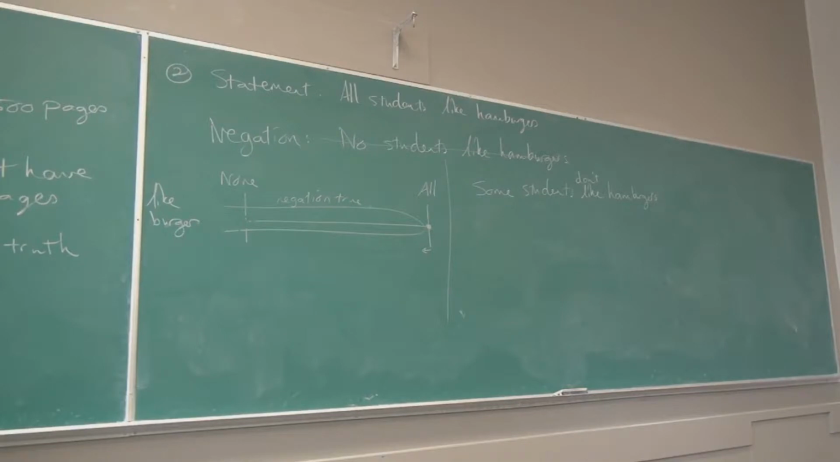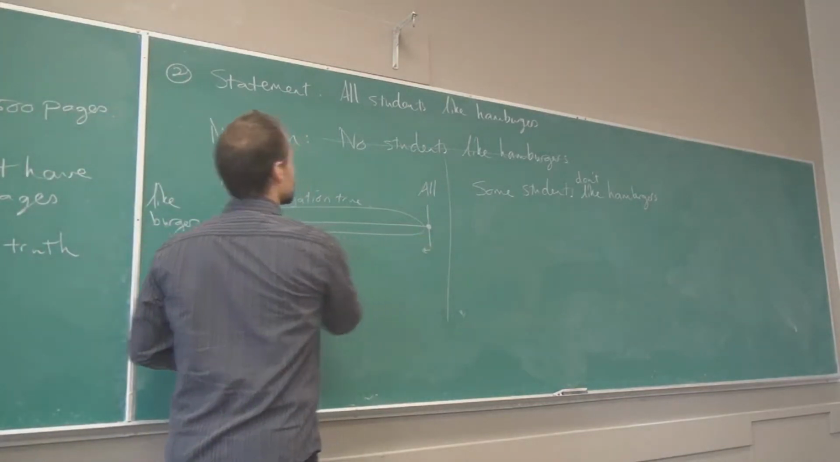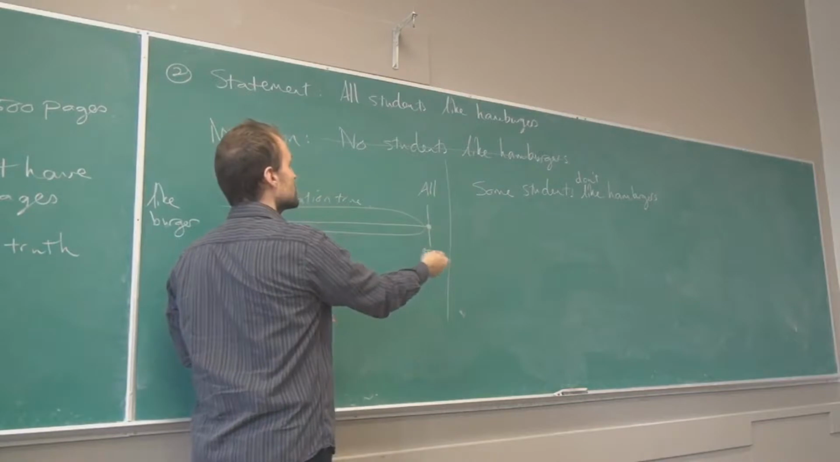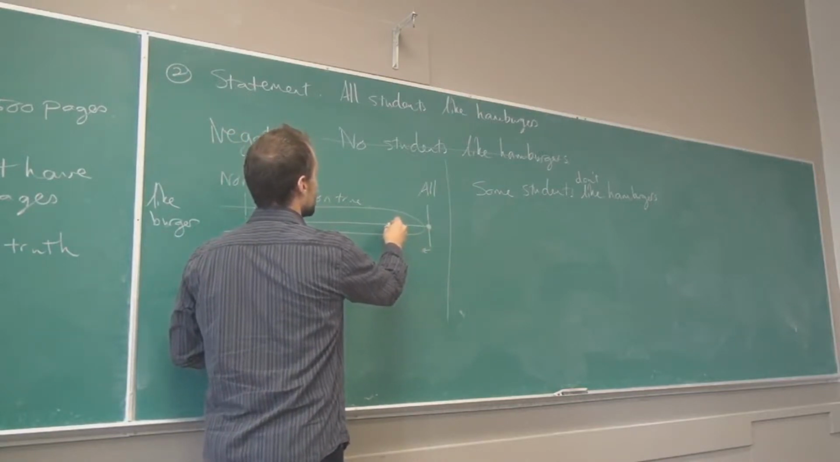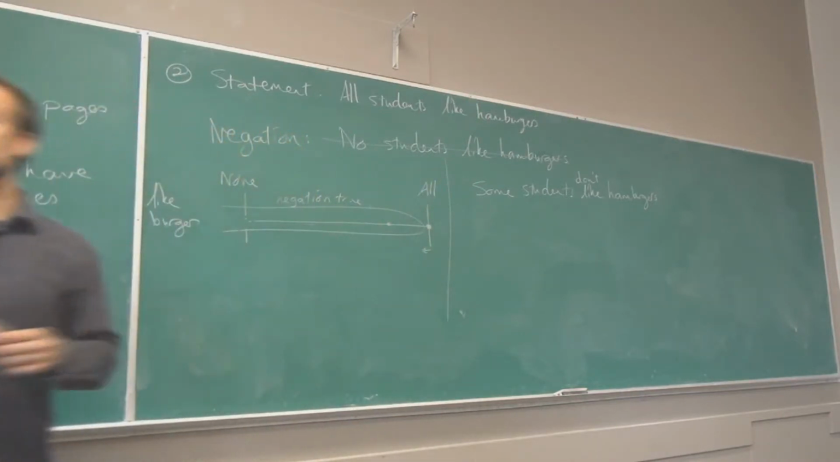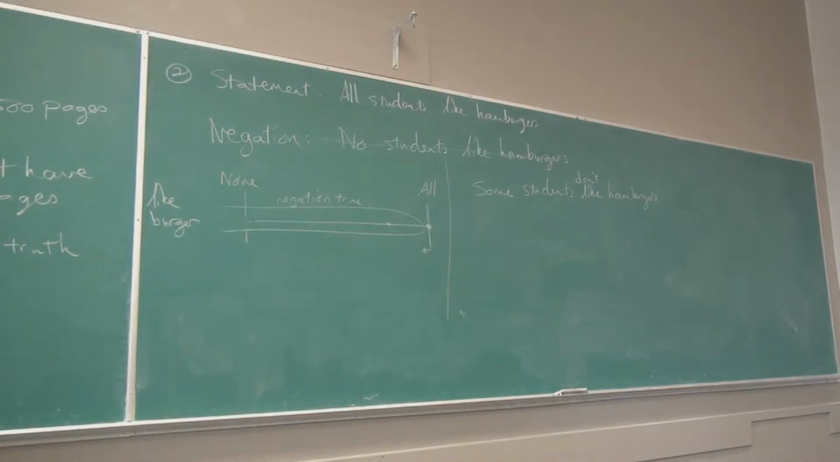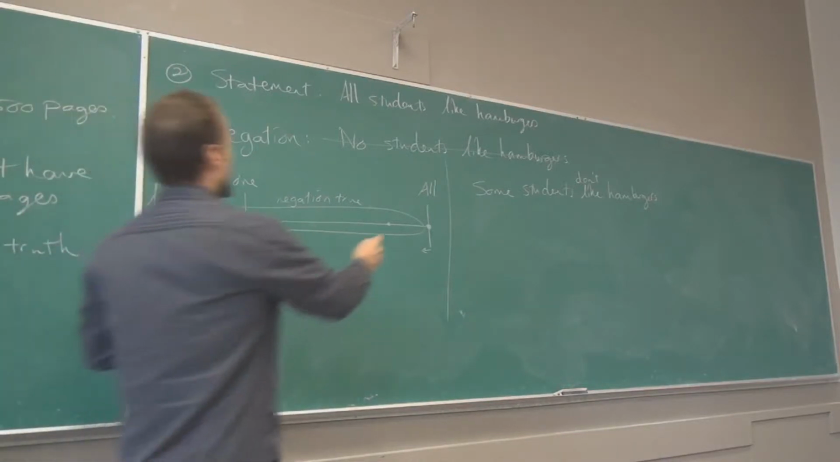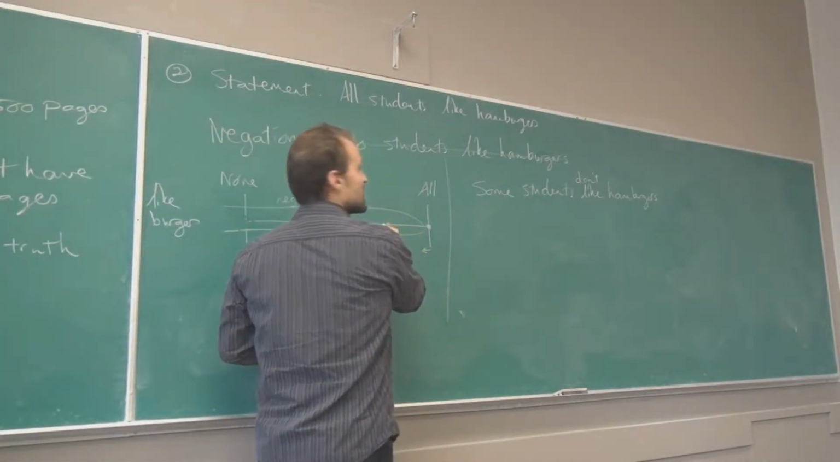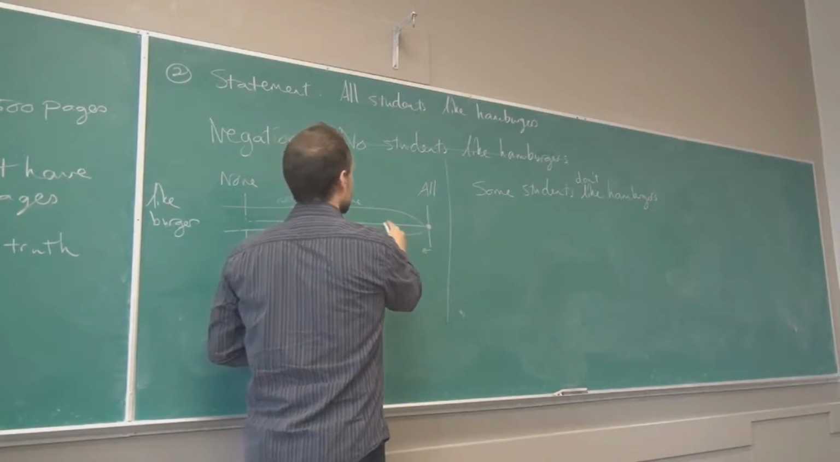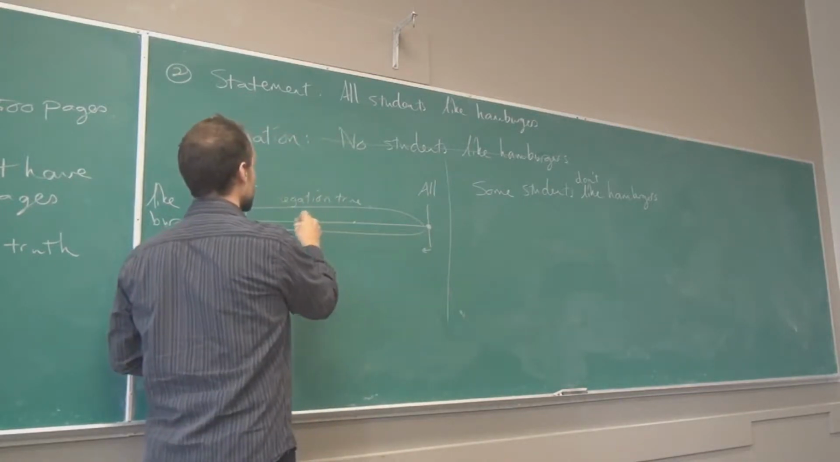It should, but I have to look at my attempt and make sure that it does. It has to cover all of this. So if the actual situation that's happening is over here, is the negation true? That some people don't like burgers? Yeah. Because there's some that don't. There's only a certain number that do. The rest of them don't.